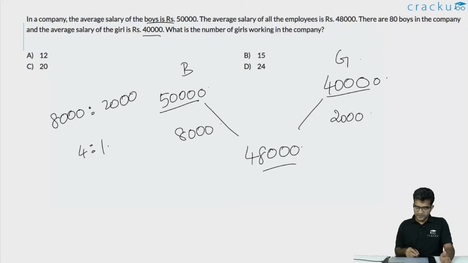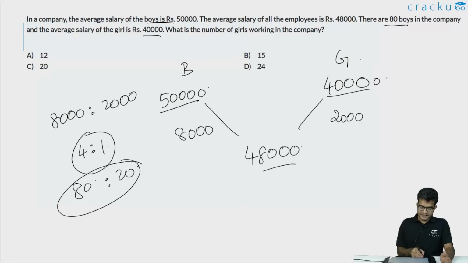But we are told that the number of boys is 80. Therefore, the number of girls will be 80 by 4, which is equal to 20. So the required answer is option C.